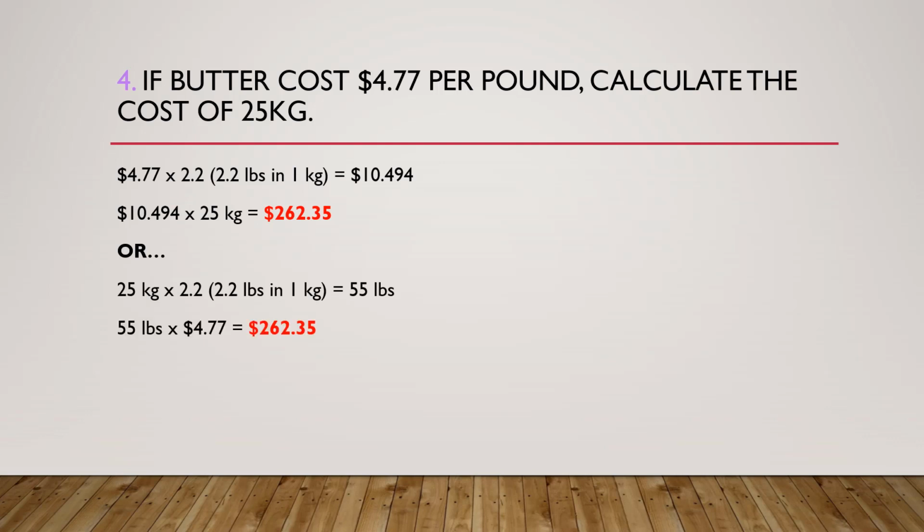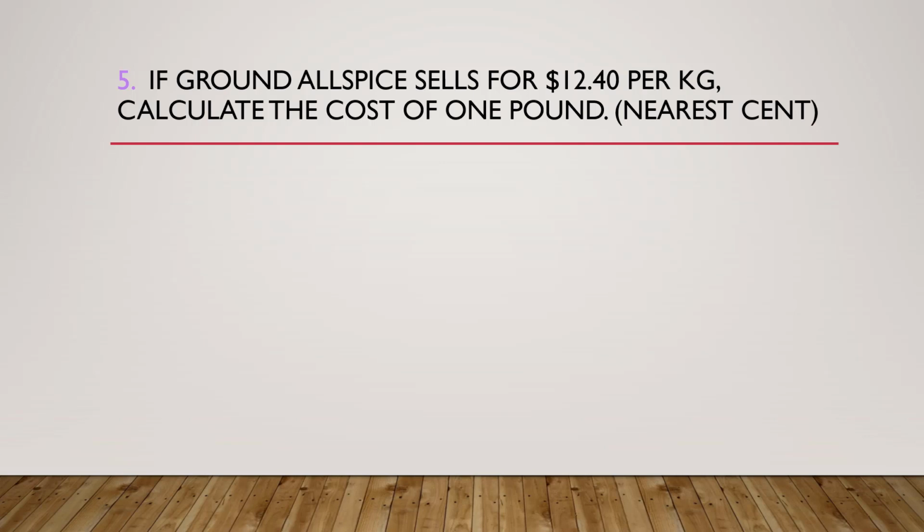Now it's easy. I take the 55 pounds I'm looking for, I multiply it by the price per pound, $4.77, and you realize I end up with the exact same number, $262.35. So depending on the relationship you use, there are more than one way of doing most of the stuff that we're doing here. Let's go on to the next one.